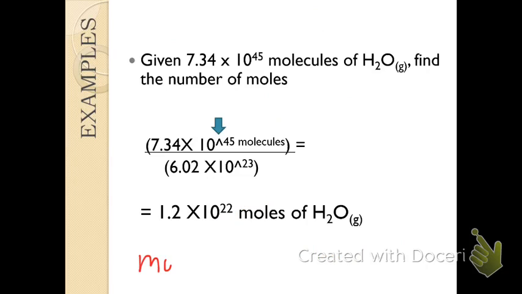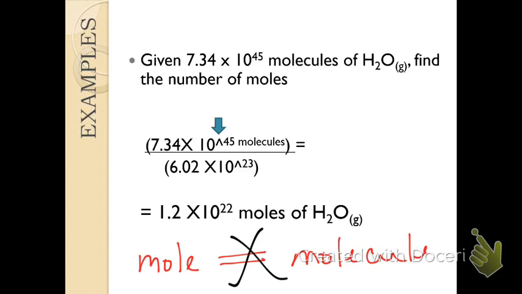Because mole, M-O-L-E, is not a molecule. They are two different things. So your units are either moles, or you can use a little shortcut for mole, which is M-O-L. But there is no shortcut for molecule. You just write molecule out. Don't get the two of those confused, because then you might have the number correct, but you might have the unit written wrong, and the whole thing's going to be wrong. Molecule is a whole lot different than a mole. Okay? Just make sure we're clear on that.